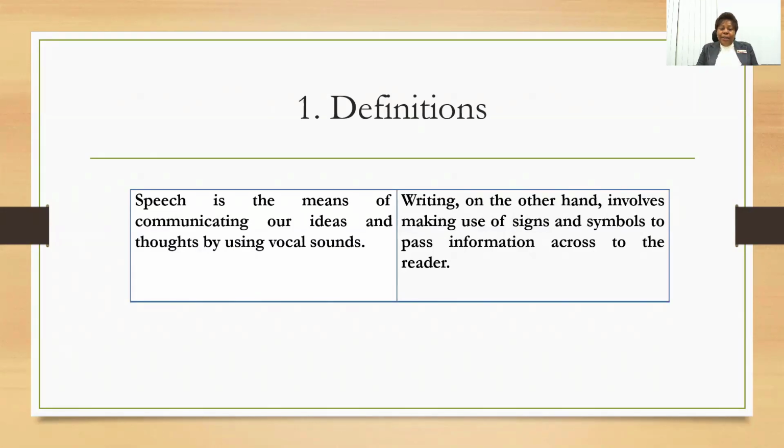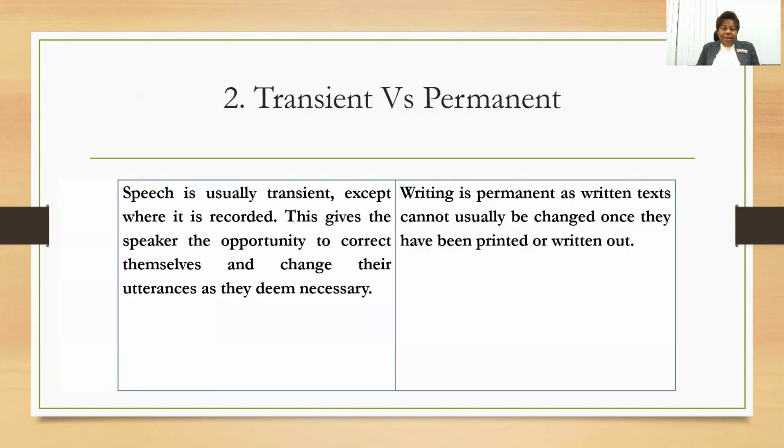Writing, on the other hand, can be defined as a way of using signs and symbols to pass information across to the reader. And so you can say, while writing has to do with the reader, speech has to do with the listener. And they differ in the sense that speech is usually transient, except where it is recorded. In that case, it can be permanent as you want that to be.